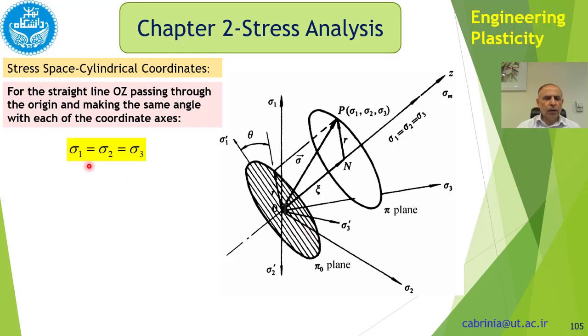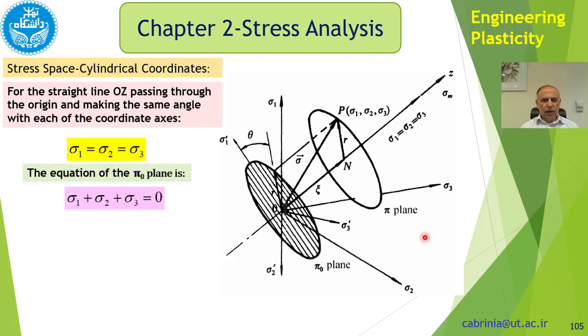Okay, so sigma 1, 2 and 3 are equal for the straight line OZ passing through the origin and making the same angle with each of the coordinate axes, which in here are these stresses. Okay, let's see what else we have here. Now, the equation of the pi 0 plane is sigma 1 plus sigma 2 plus sigma 3.